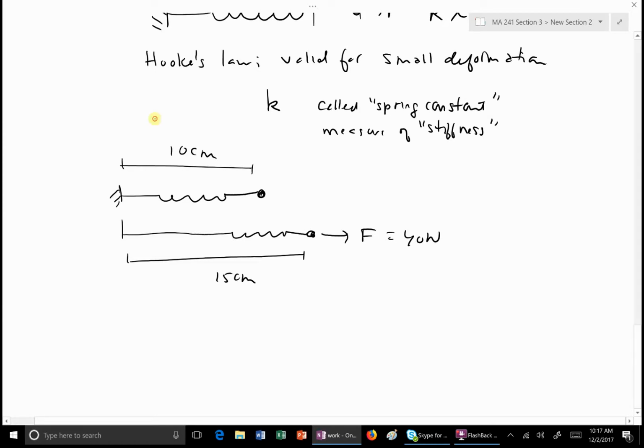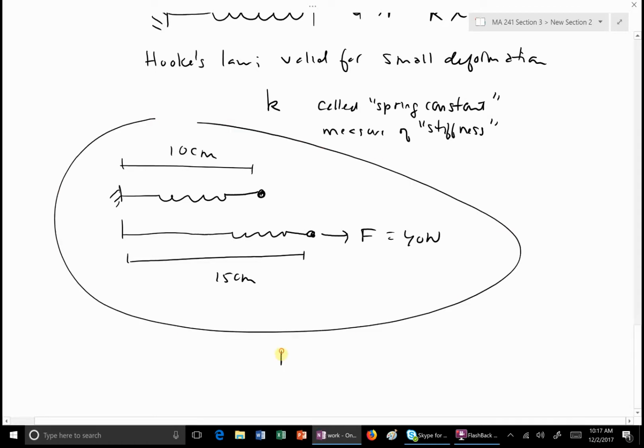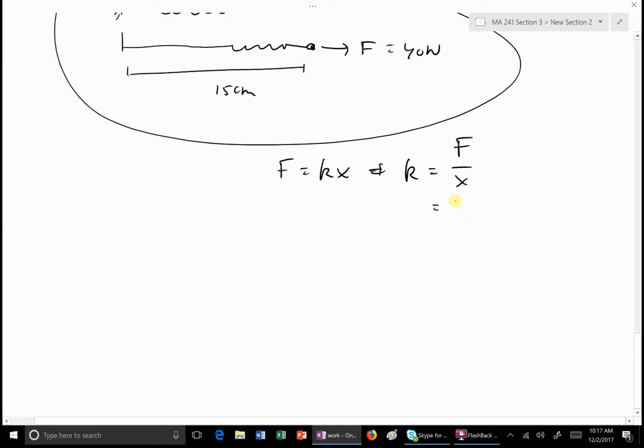The claim is I can use this. So we know that F is equal to Kx, right? So this means that K is equal to F over x. So that should just be 40 newtons over 5 centimeters, right? You have to be careful, because this is really in centimeters, and I don't want that. So I'm going to use 40 newtons over 0.05 meters. And then when I do that, I'm going to get what? 800 newtons per meter. Okay? But be careful with units.